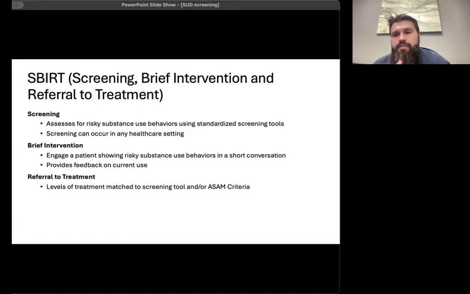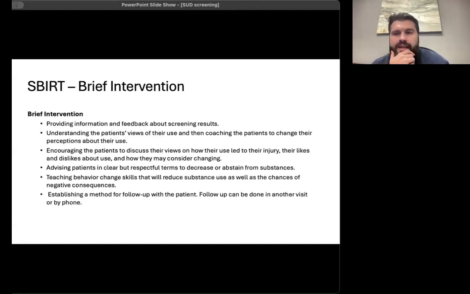And then if needed, based on that risk level, referring them to treatment. And you could even escalate it to an additional screening tool if you needed to, or based on the ASAM criteria, refer them to higher levels of care. Again, as I mentioned, I'm not as familiar with the brief intervention part, but these are kind of the steps, if you will, when it comes to brief intervention.